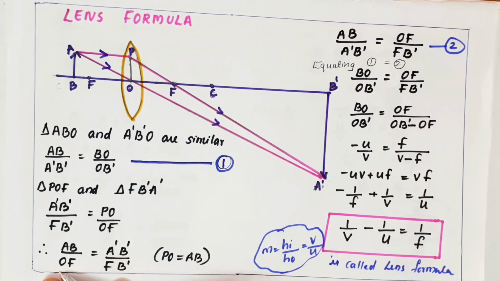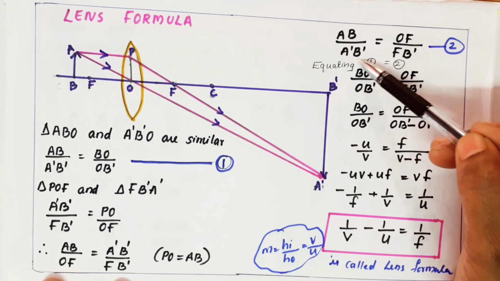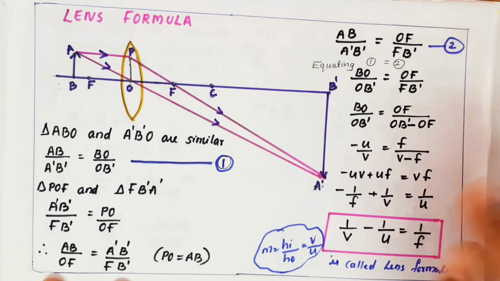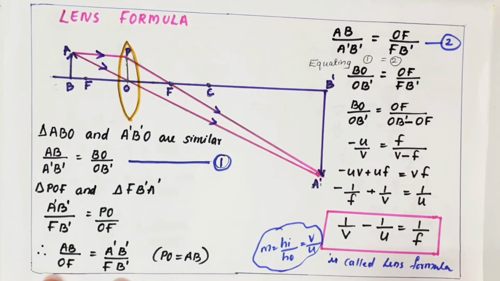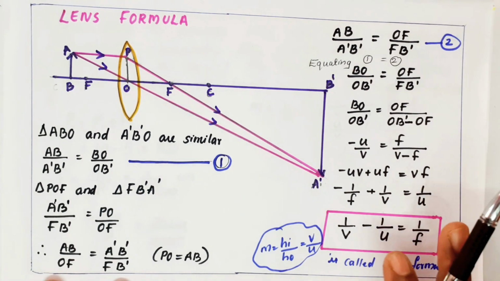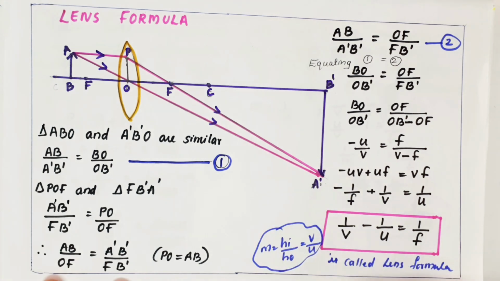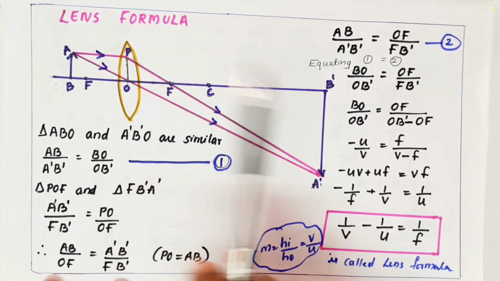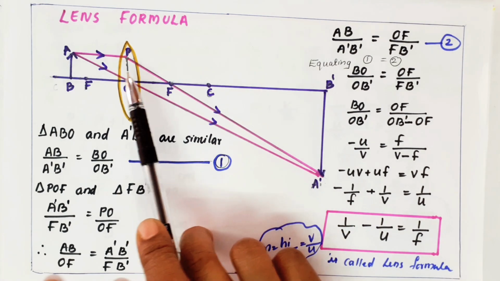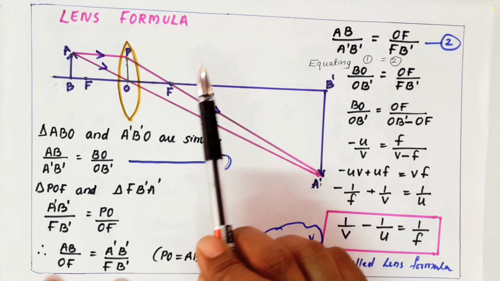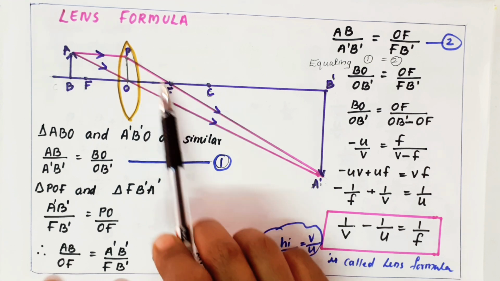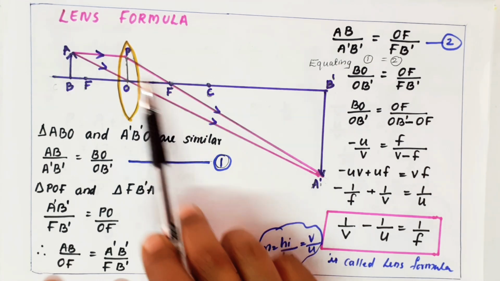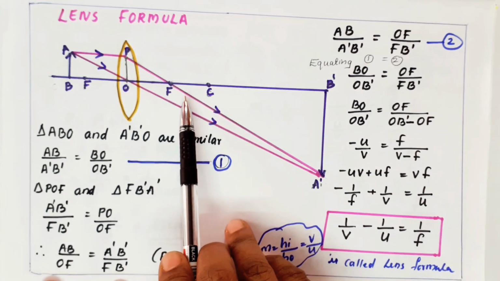Again we are cross multiplying and writing AB by A'B' equals OF by FB', equation number 2. In short, you remember after drawing your ray diagram, you have to take first two triangles with respect to optic center: object with optic center, image with optic center. Next you take two more similar triangles, the triangles which are opposite of F: object with F and image with F.